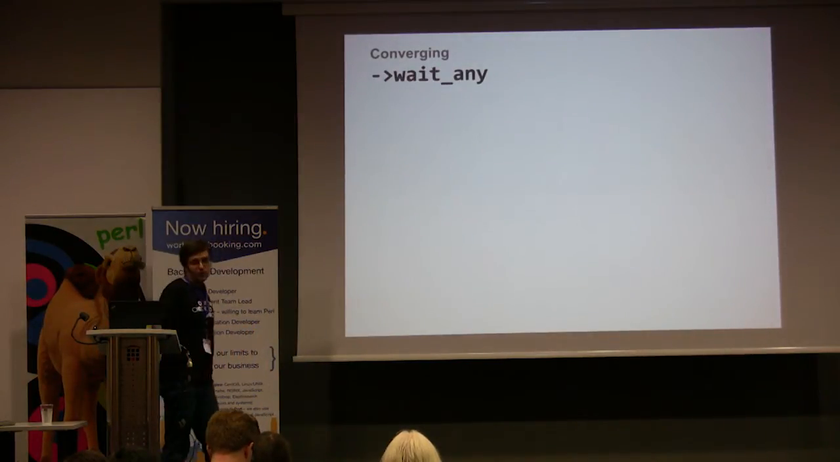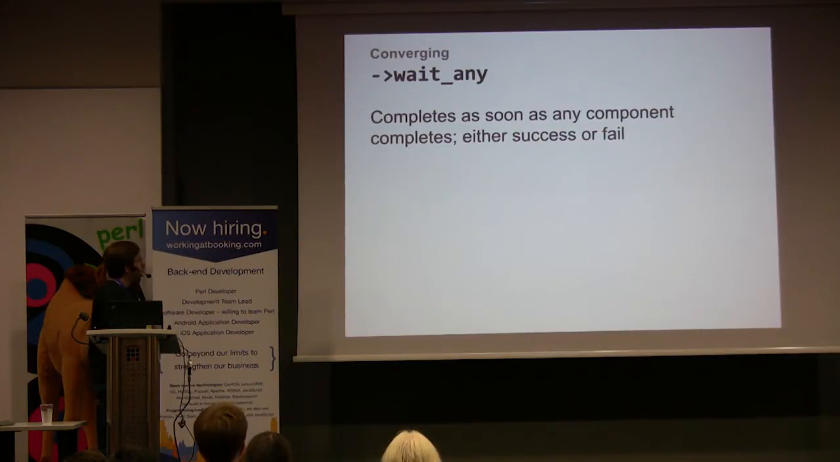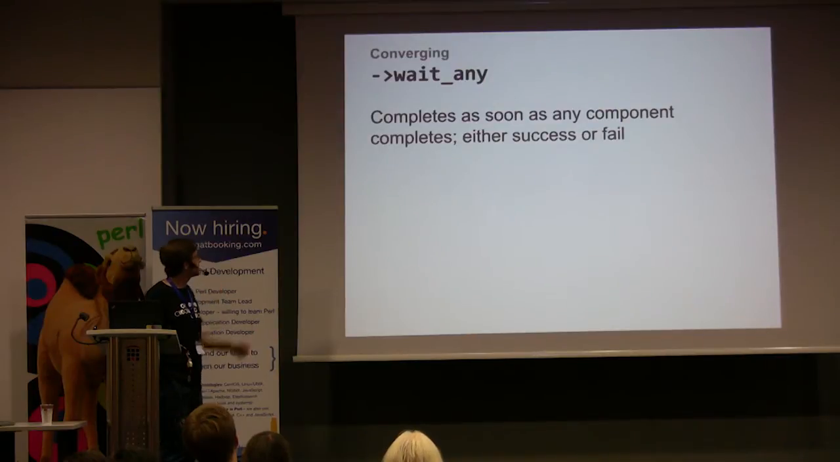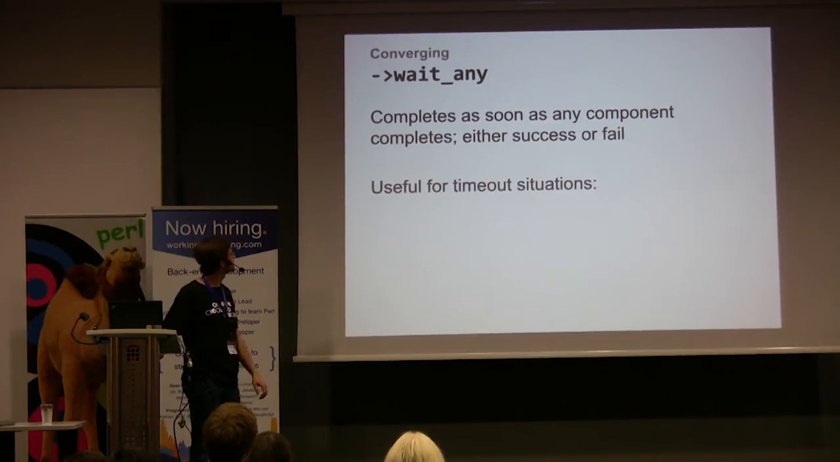And then finally, you have the fourth combination, which is called waitAny, which just waits for all of these futures. And the moment any of them does anything, it says, right, I'll take that result, cancel all the rest. And it's very useful for timeouts.